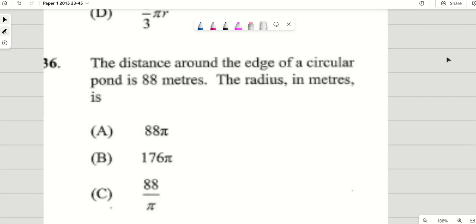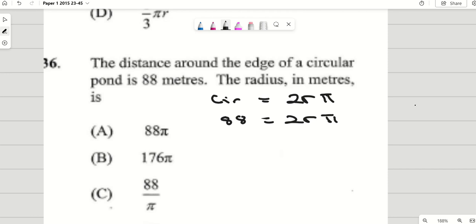Right, let's look at 36. The distance around the edge of a circle is 88. The radius in meters is, first off, distance means perimeter. So perimeter, not perimeter, for a circle it is circumference. So circumference is equal to 2 r pi, right? 2 radius by pi. They're telling you your circumference is 88. So 88 is equal to 2 radius by pi.